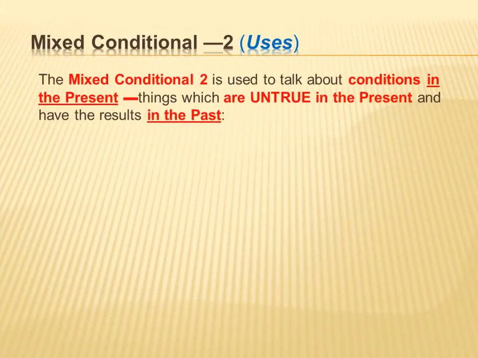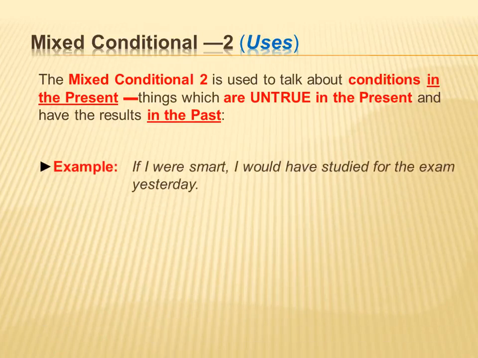And the mixed conditional talks about the condition in the past and in the present, things which are unreal or untrue in the present and have a result in the past. If I were smart, I would have studied, for example, yesterday.